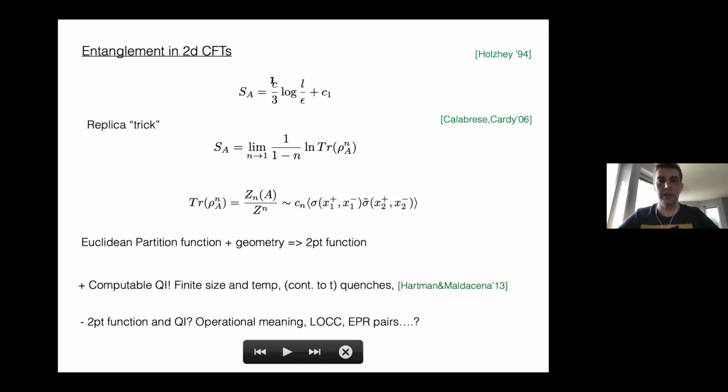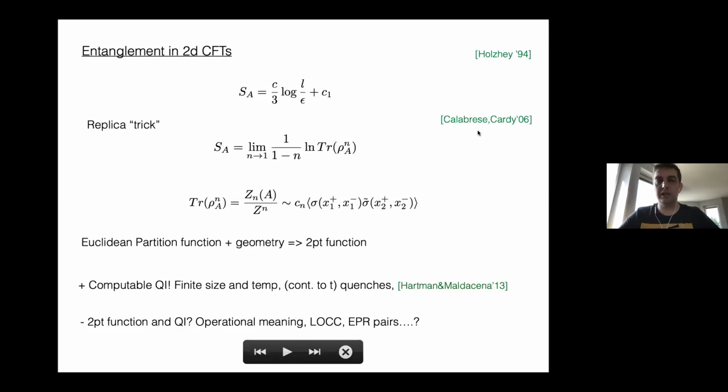So this will be the leading contribution. And this formula has been known for a long time, so you see that already from the 90s, but it got its second life after the works of Calabrese and Cardy that computed it again using the so-called replica trick. In the replica trick, we compute entanglement entropy, or this von Neumann entropy of the reduced density matrix, as a limit in a family of Renyi entropies analytically continued in this replica number n.